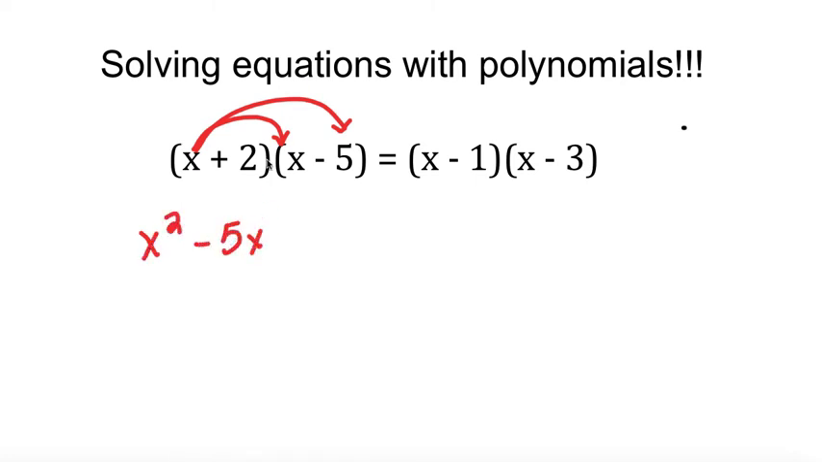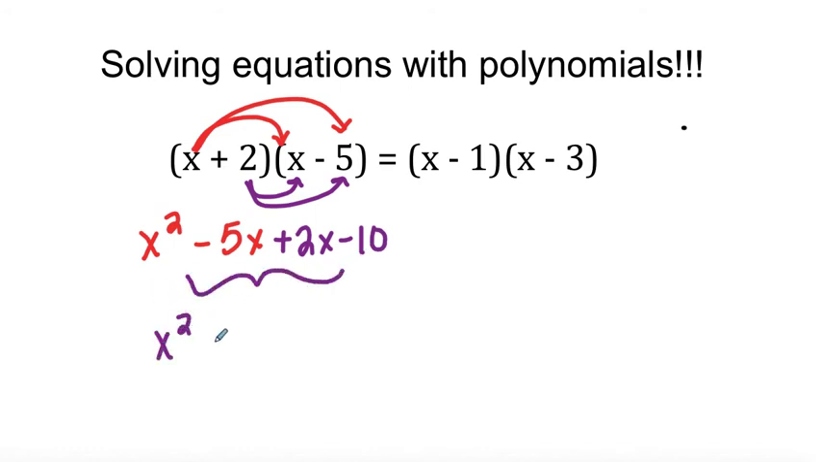Then we're going to deal with that 2, 2x, and negative 5. That's going to give me positive 2x and a negative 10. We're going to combine the like terms by adding. So we get x squared minus 3x minus 10. Now remember, x squared and x are not like terms, so we can't add them.